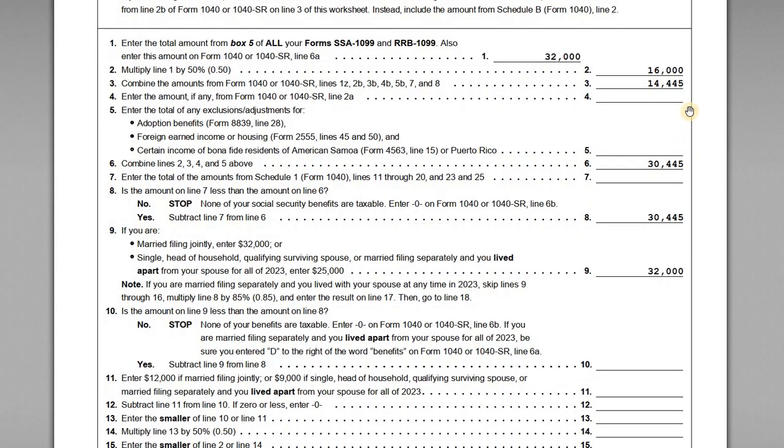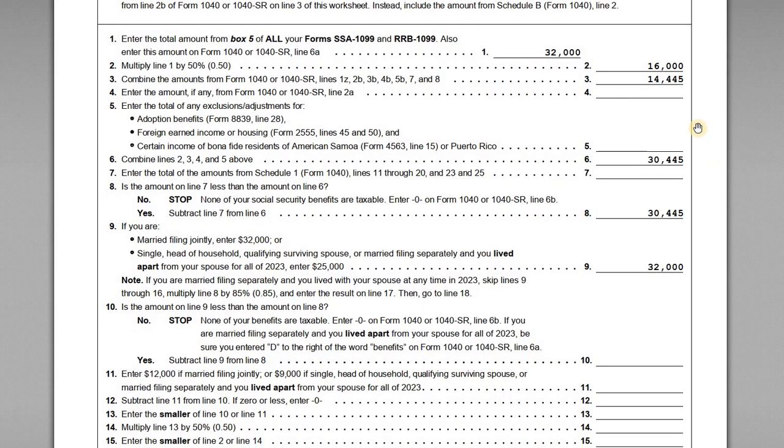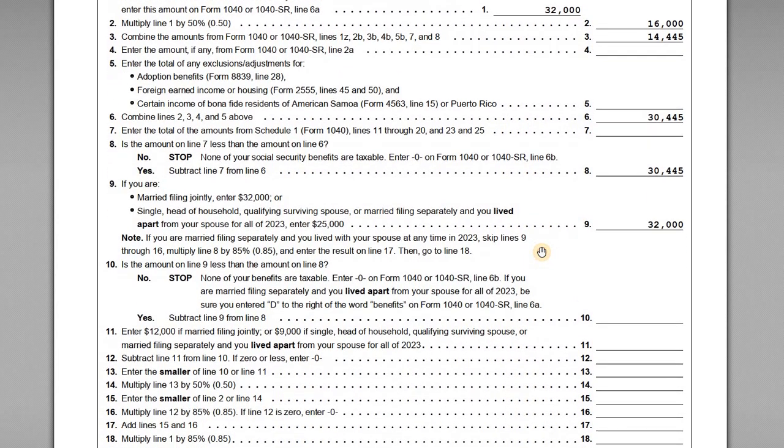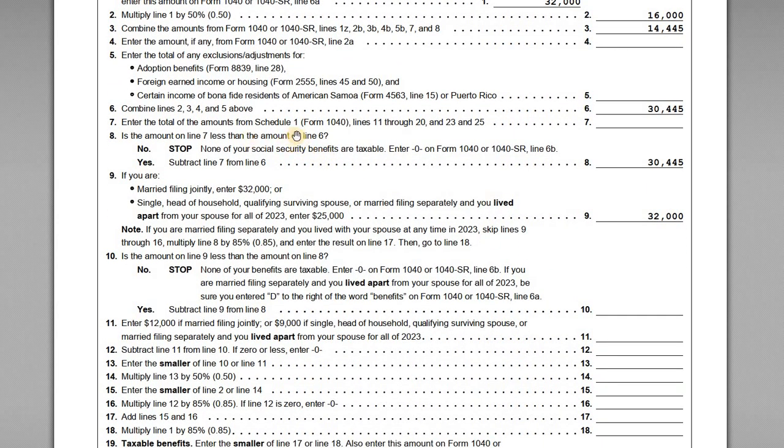Now we don't have any amounts from line 2A, which is tax exempt interest, and we don't have any of these adjustments down here for adoption benefits or foreign earned income exclusions. So the total amount of income that we have here, 1/2 of the benefits plus our other income, is $30,445. Now we don't have any other adjustments on Schedule 1, so we just move on to line 8, which asks, is the amount on line 7 less than the amount on line 6? It is, right? So we subtract line 7 from line 6, and we're left with the same total, $30,445.